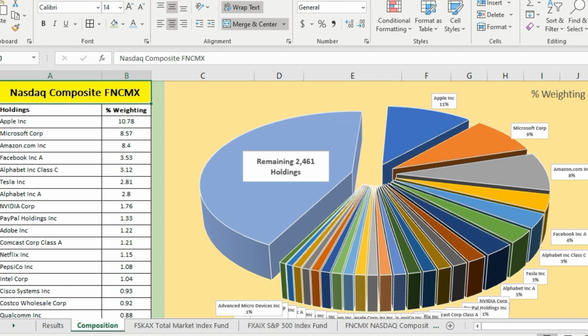You can see here Apple at 11%, Microsoft at 9%, Amazon at 8%, Facebook at 4%, and the remaining 2,461 holdings only get 43% of the index. So it's definitely top heavy with these top 25 holdings. So let's have a conversation about how these funds have performed.